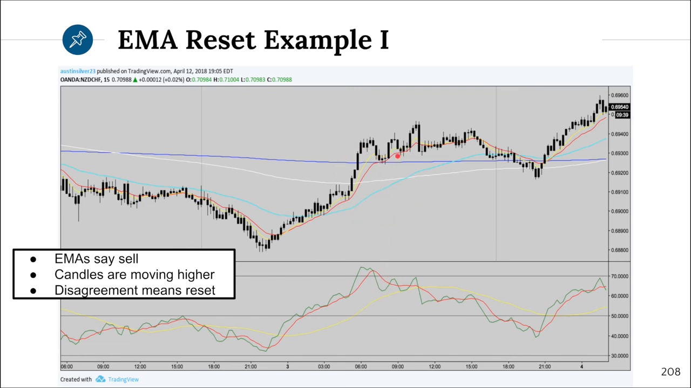You have the EMAs coming together, which we know are all resistance levels, and when they come together, we know that's a reset. The RSI hits overbought. So basically, you should look at this chart here and understand that this is something you just want to take off your watch list. You really don't need to analyze it any further than that.